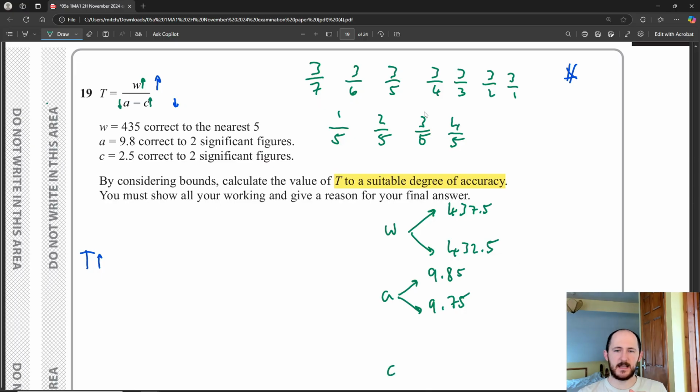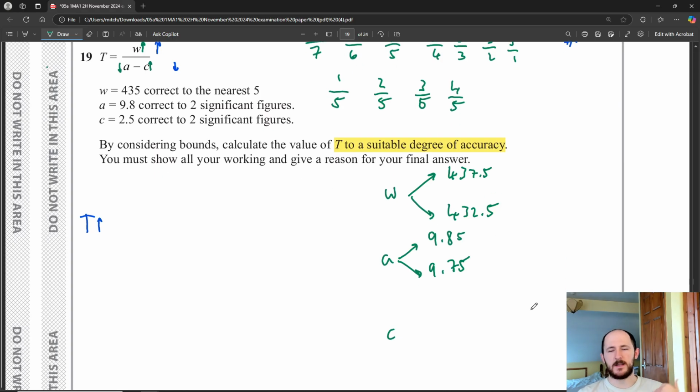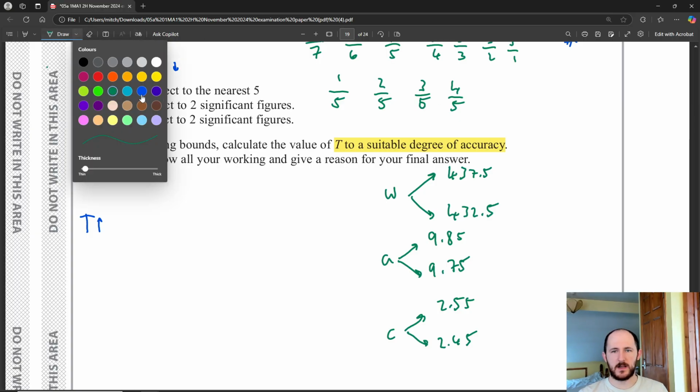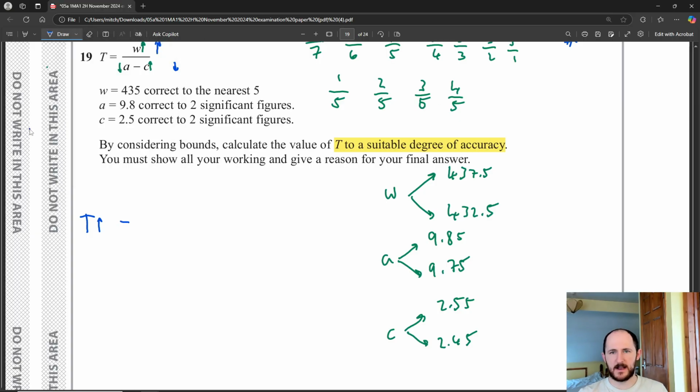With c, once again, we've rounded to the nearest 0.1 because it's 2SF, so we've rounded to this decimal place. Half of that is 0.05, and once again we add and subtract it, so 2.55 and 2.45. So again, for the upper bound of t, we are going to take the biggest value of w, so that's 437.5.